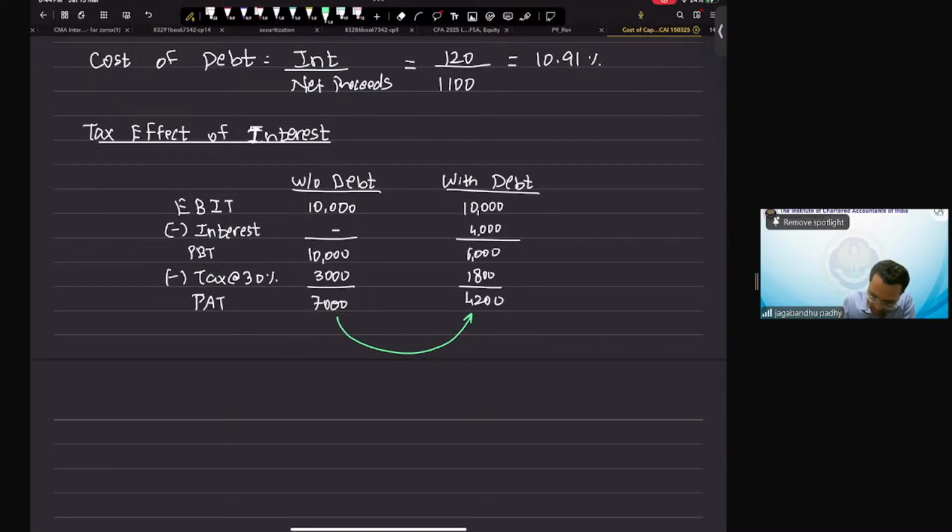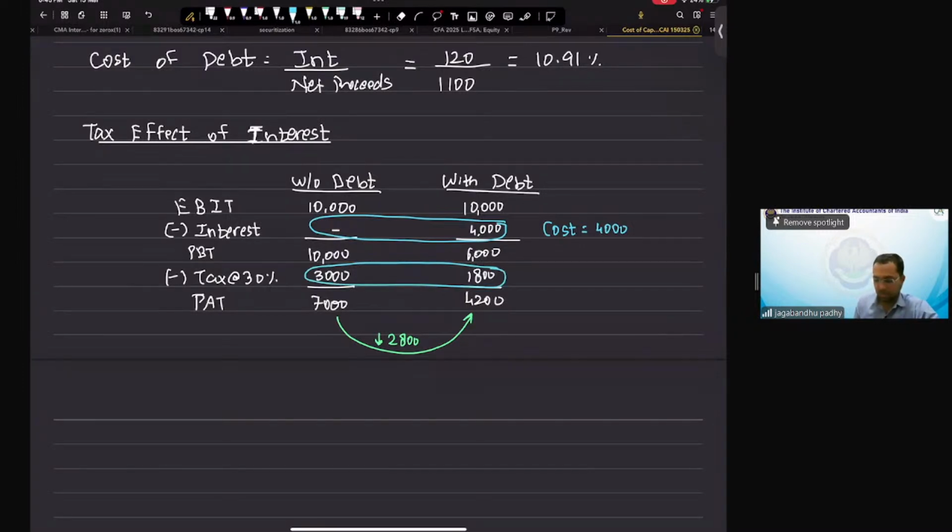The company which is having a debenture, as compared to the company which is not having debenture, what is the reduction in the PAT? The PAT reduces by how much? 2,800. So can we really say that 4,000 is my cost? No, we cannot say the cost is 4,000. I can definitely say that comparing this, the cost is 4,000, right? Whereas if you look at the tax, what do you think? Is there a saving happening in tax? Yes or no? What is the amount of tax saving?